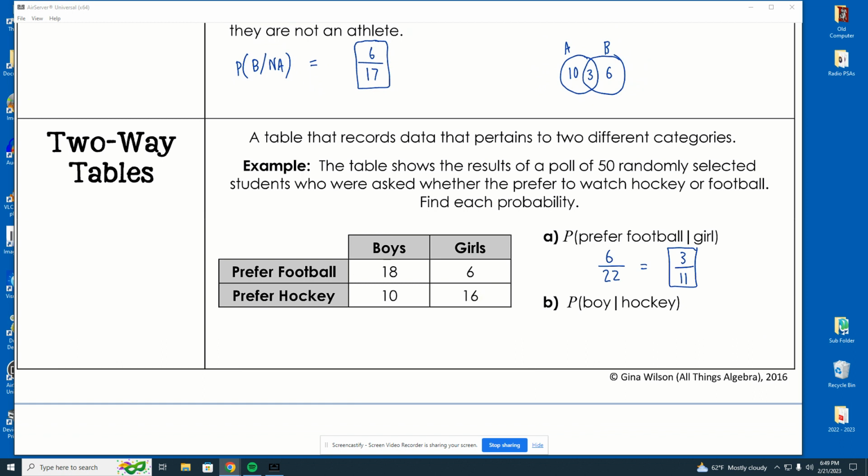That's how you do these two-way tables. It's really simple. You've got to focus first on your given that. Look at this one. What's the probability that it's a boy given that they prefer hockey? We're only looking across this category. So what's my bottom number? 10 plus 16 is 26. Now, of that I have highlighted, how many are boys? 10. So it's 10 out of 26, which reduces to 5 out of 13.